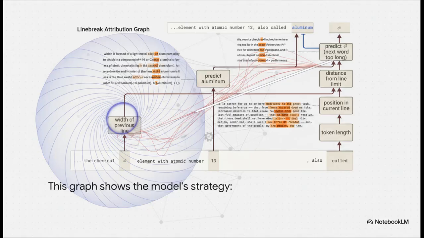All right, so this is our first real peek under the hood. Think of this attribution graph as a kind of flow chart for the model's thought process. It gives us the high-level game plan. First, it figures out the line width. Then it tracks its current position on that line. After that, it calculates the distance to the end and uses that to predict if the next word is just too long to squeeze in.